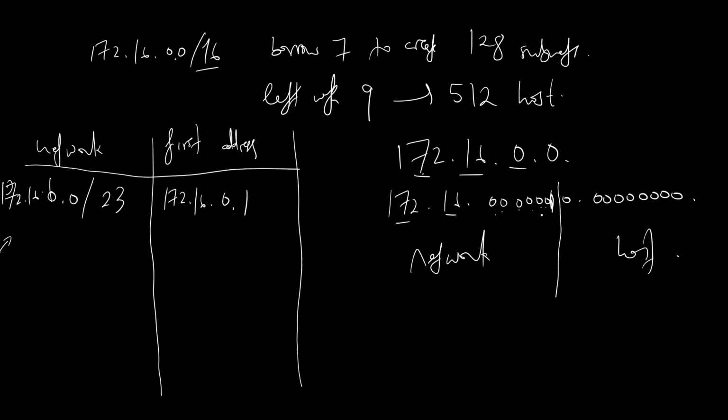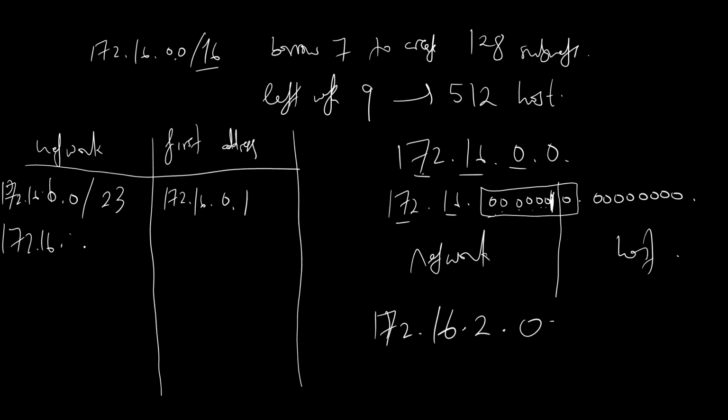This bit here. If that bit changes, this becomes 172.16. And what is this number here in decimal? That number is 2, not 1. 2, and that number is 0. So my second network here is 172.16.2.0/23. All my networks are /23.